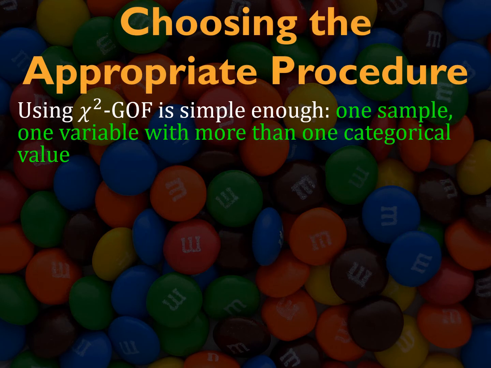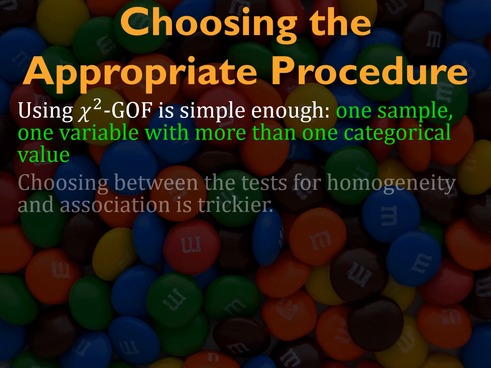We've learned 3 chi-square procedures. How do you know which one to use? So chi-square goodness of fit is the easiest because it's the only one with only one categorical variable. So if you remember the M&Ms, the only categorical variable is color. So chi-square goodness of fit will have one sample and only one variable with more than one categorical value. So one sample, one variable is chi-square goodness of fit.